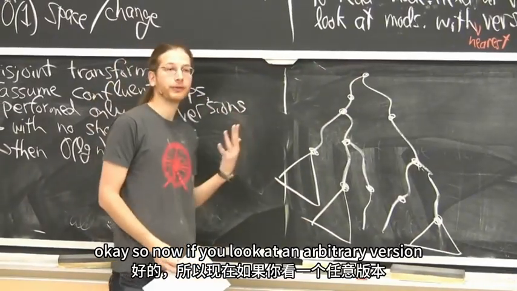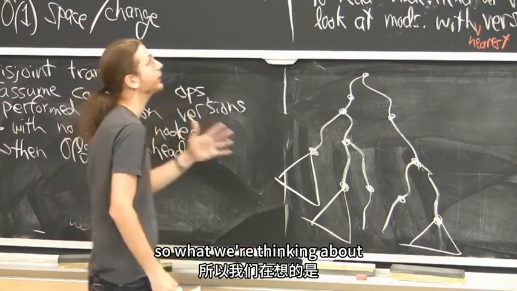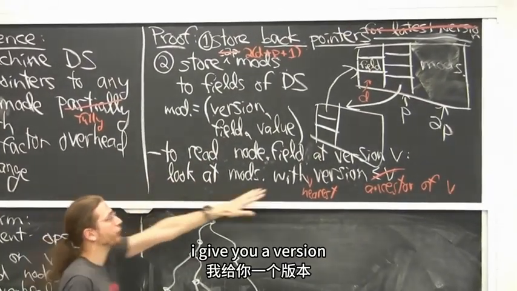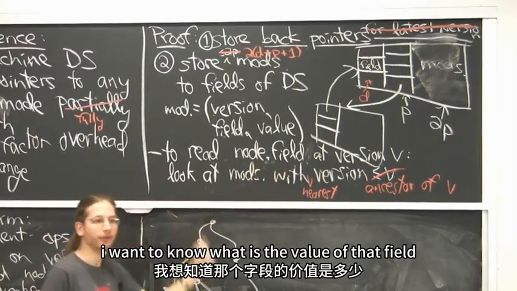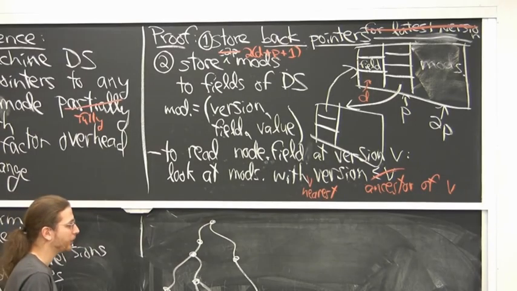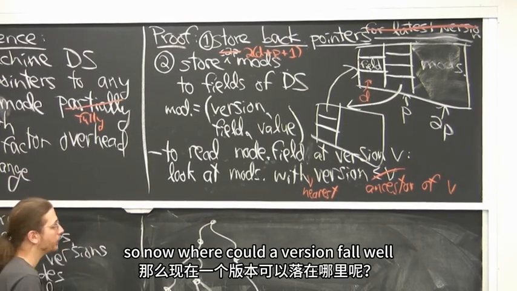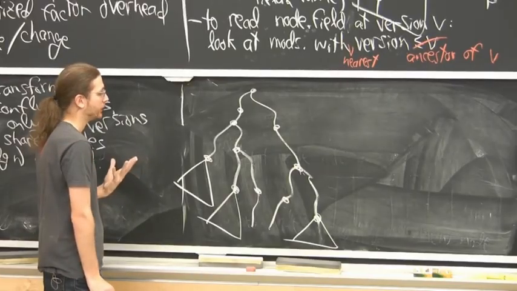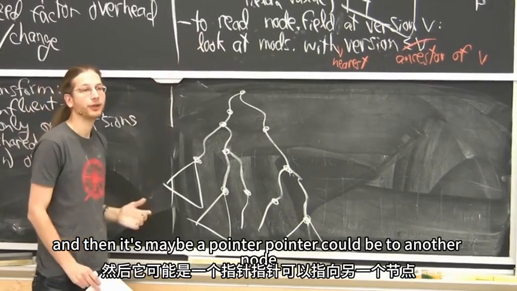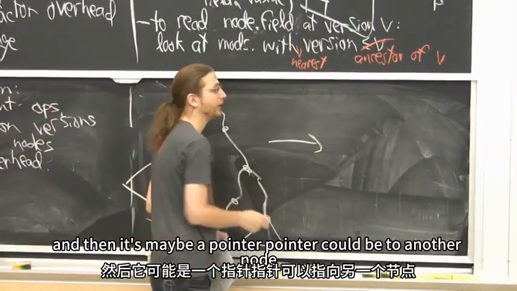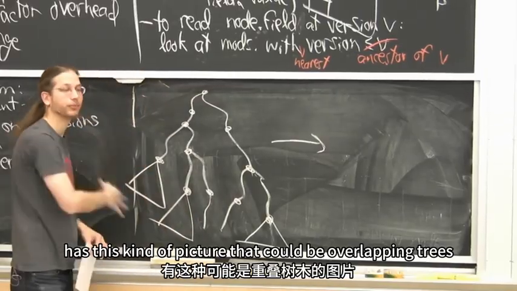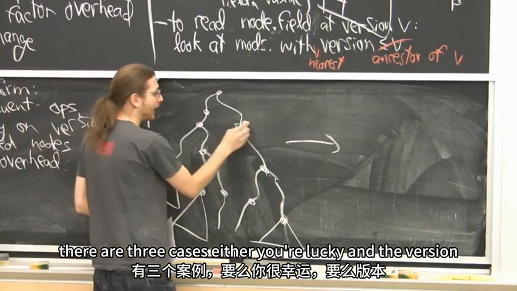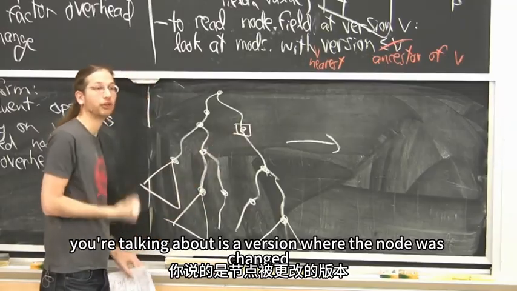Okay, so now if you look at an arbitrary version, so what we're thinking about is how to implement reading, let's say. Reading and writing are more or less the same. I give you a version, I give you a node, and I give you a field. I want to know what is the value of that field, that node, at that version. So now, where could a version fall? Well, it has to be in this subtree, because the node has to exist. And then it's maybe a pointer. The pointer could be to another node, which also has this kind of picture. They could be overlapping trees. In general, there are three cases. Either you're lucky, and the version you're talking about is a version where the node was changed.